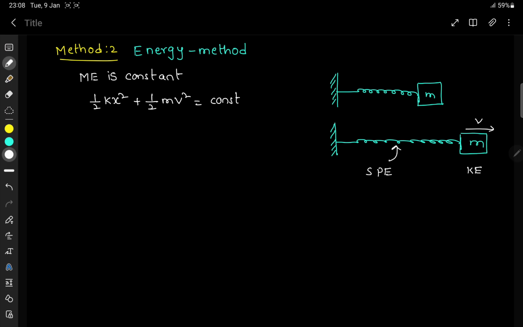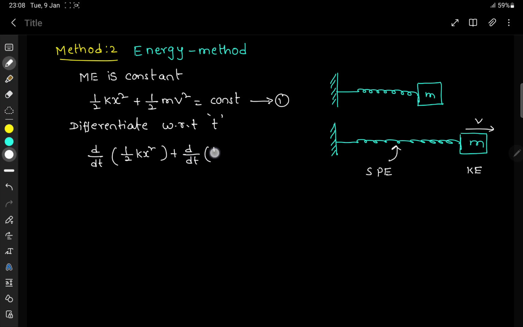Now, differentiate with respect to time. Differentiate on both sides of the above equation. So d by dt of half k x square plus d by dt of half m v square equals d by dt of constant.